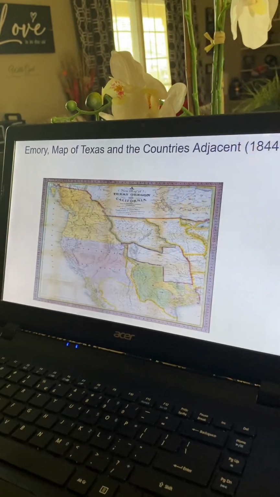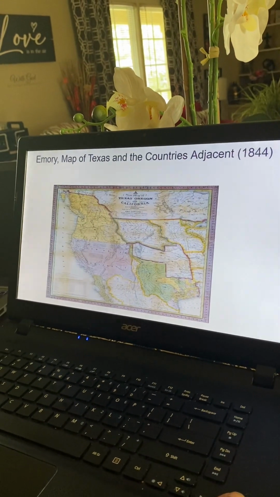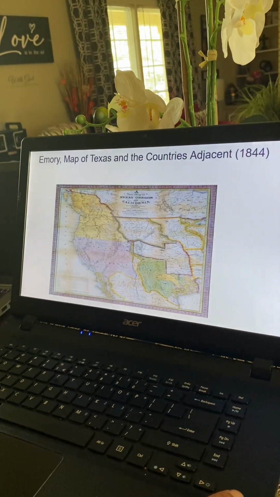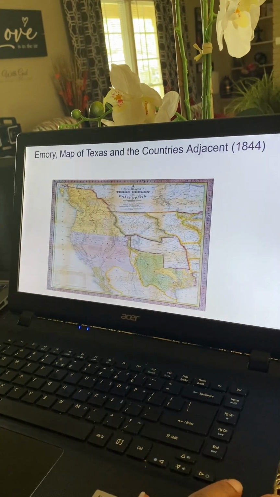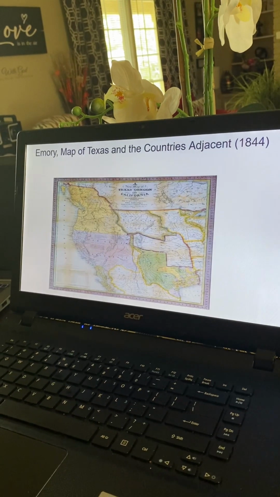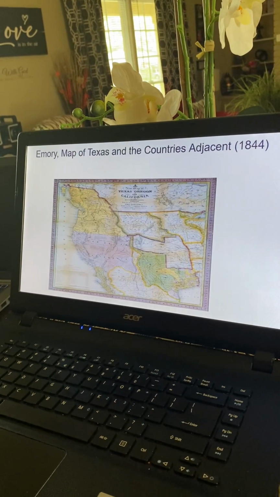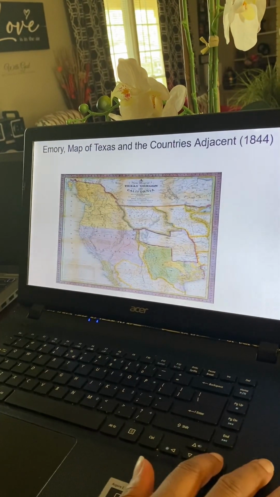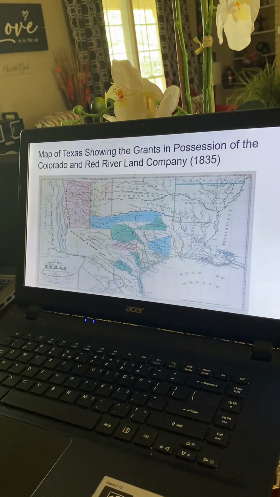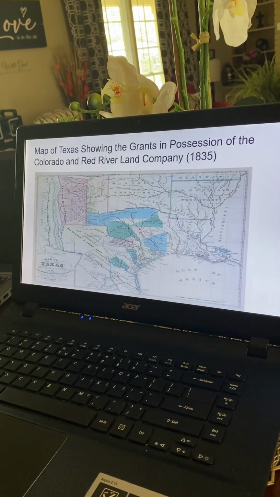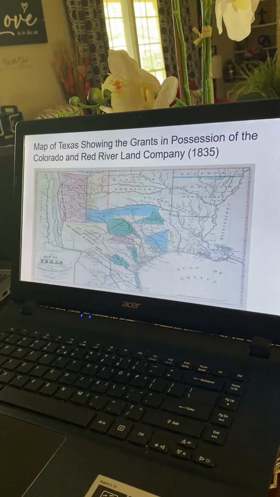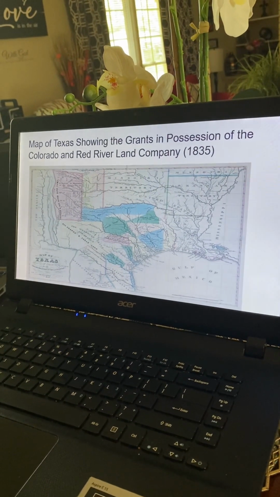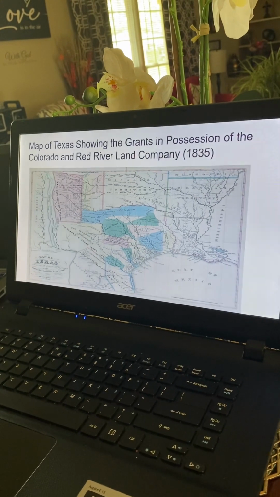This is the Emory map of Texas and the countries adjacent to it, 1844. Remember what I was saying, like some of the countries, like Arizona, Nevada, Utah, California. Some of these countries surround it. Okay. This is a map of Texas showing the grants and possession of the Colorado and Red River Land Company, 1835.